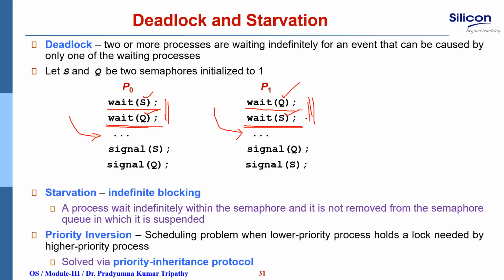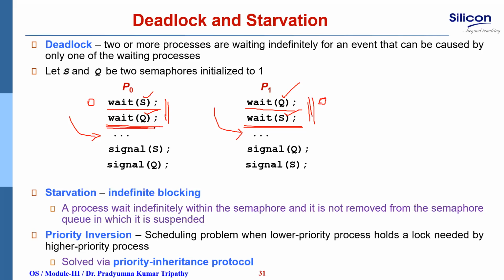Now just look over here. When wait of S is applied, suppose P0 applies it, S becomes 0 because S was 1. The condition doesn't satisfy, so it will make it 0. At the same time, Q will become 0 when P1 executes. Now when P0 wants to apply the wait function on Q, what will happen?